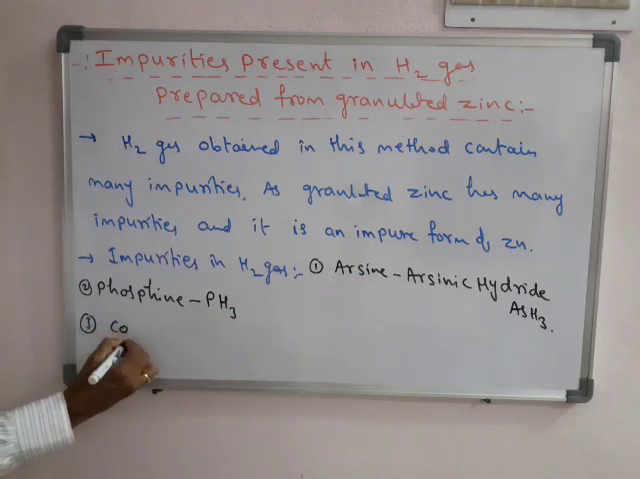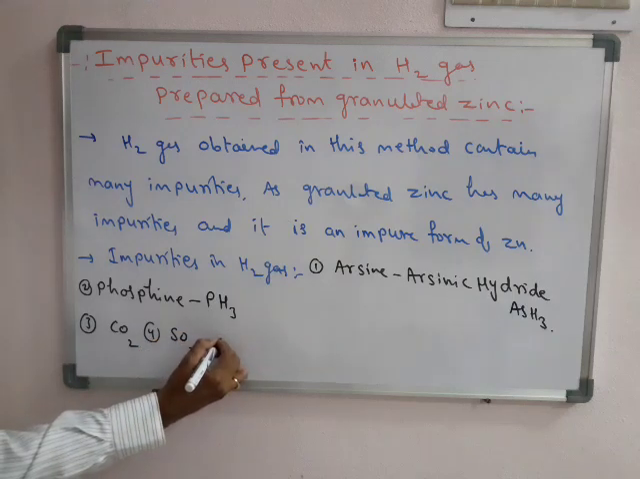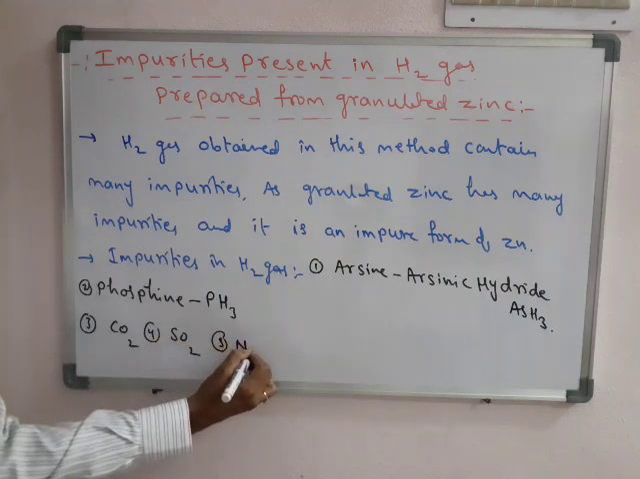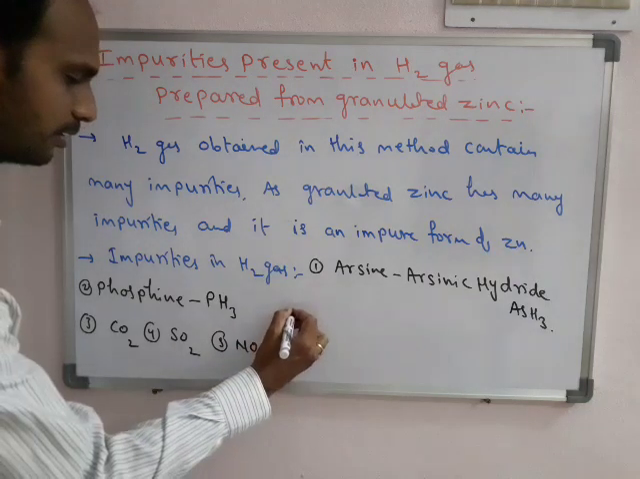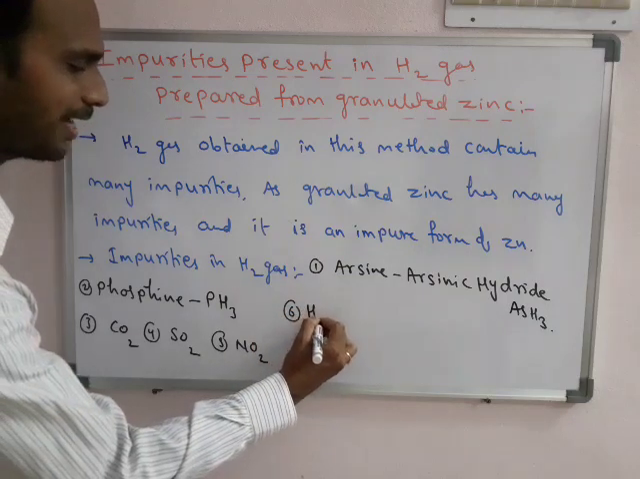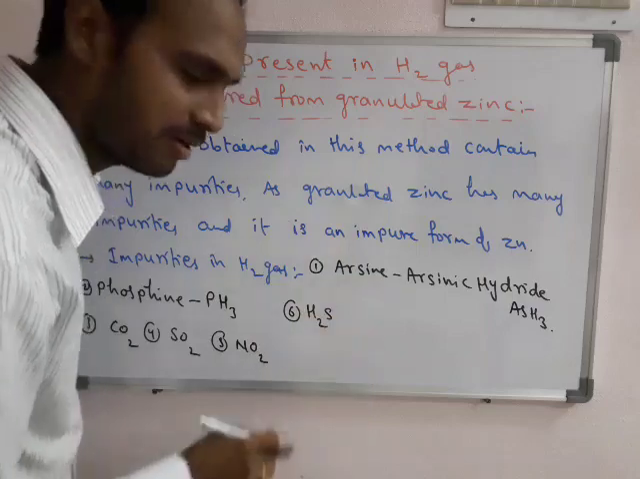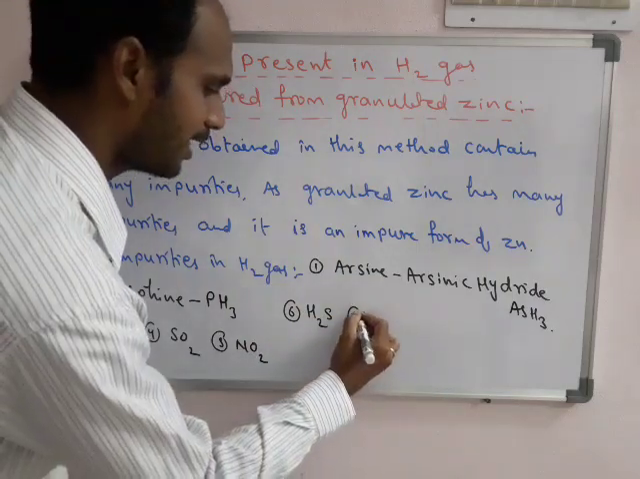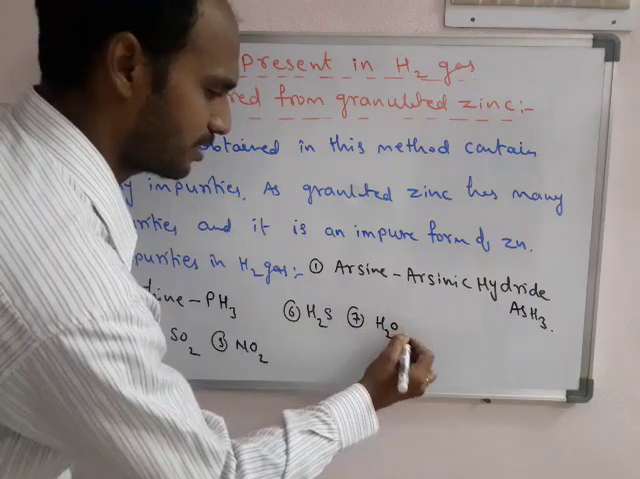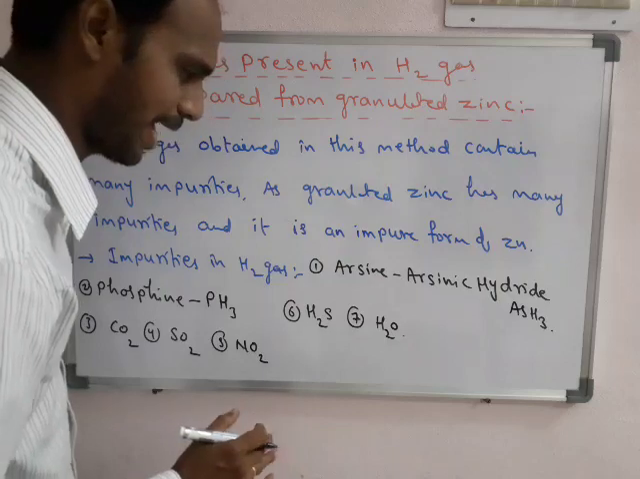Next, we know carbon dioxide and sulfur dioxide. There is also the presence of nitrogen dioxide. Next, hydrogen sulfide, a very bitter odored gas. This is H2S, hydrogen sulfide gas. Next, some moisture is also present. So all these are the main impurities present in the H2 gas.